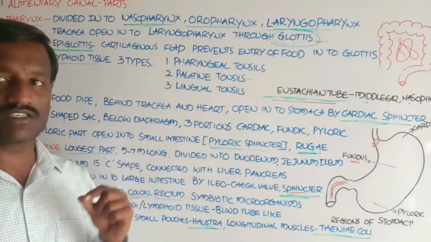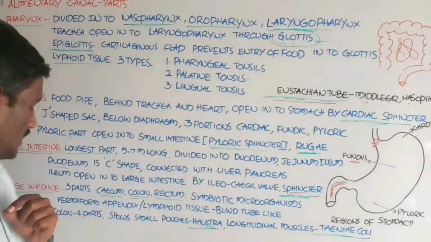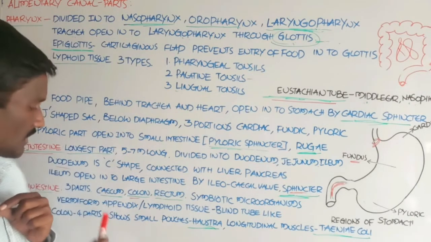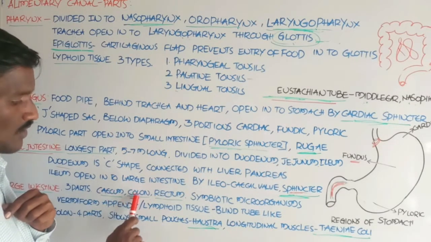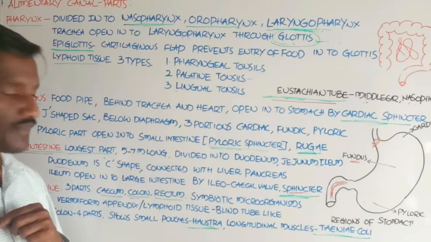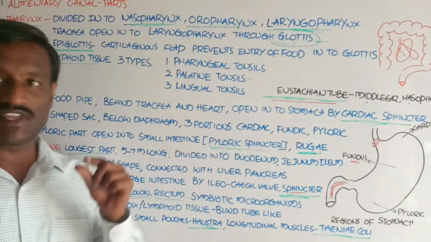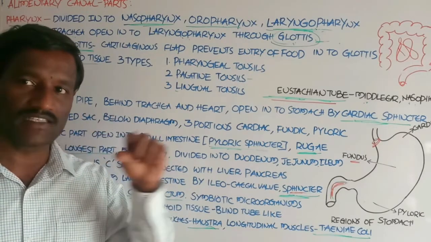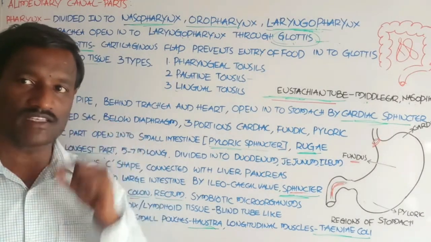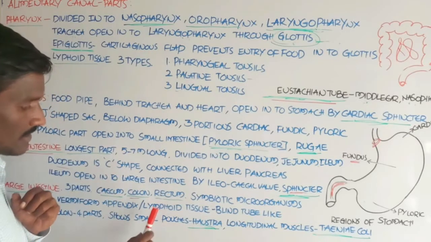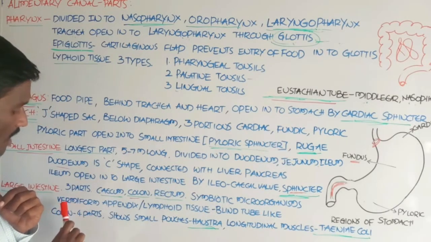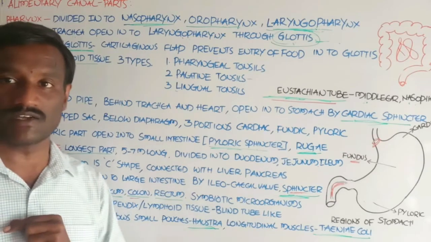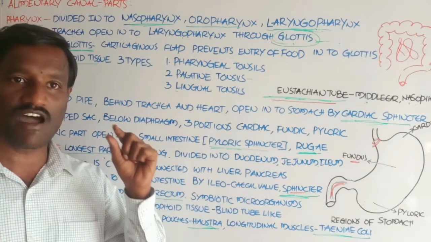Next, another one is the large intestine. What about the large intestine? The large intestine is divided into three parts. The first part is called the cecum, then the colon and the rectum. The cecum is a small sac-like structure, and from it arises a blind tube-like structure containing lymphoid tissue, called the vermiform appendix. It is a vestigial organ.